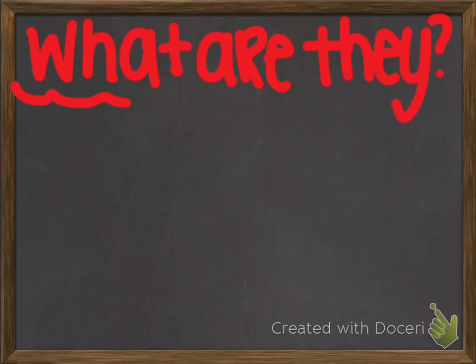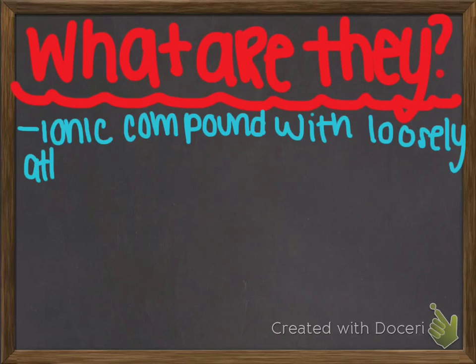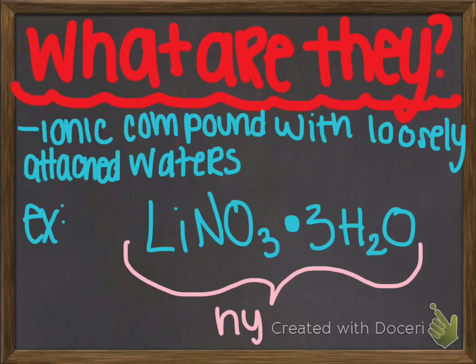On this slide, I'm going to be talking to you about what hydrates are. The definition of a hydrate is an ionic compound with loosely attached waters. An example of a hydrate would be LiNO3·3H2O, and this whole thing would be the hydrate.